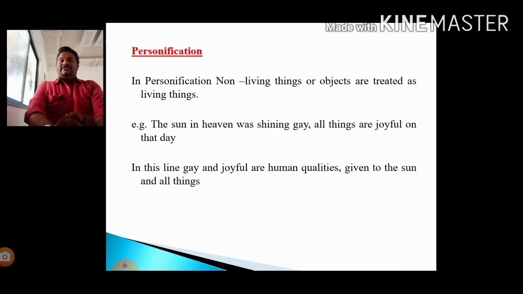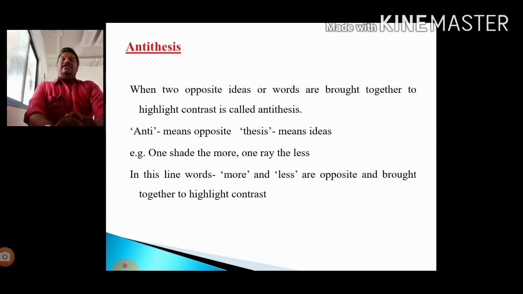see the example. The sun in heaven was shining gay. All things are joyful on that day. See, in this line, gay and joyful are human qualities. And these human qualities have been given to the sun and all things. Means non-living things have been treated as living things. That is personification. Okay, next figure of speech is antithesis.